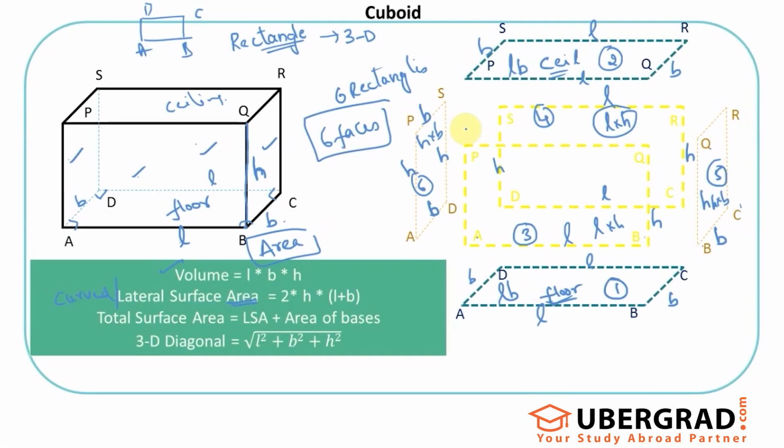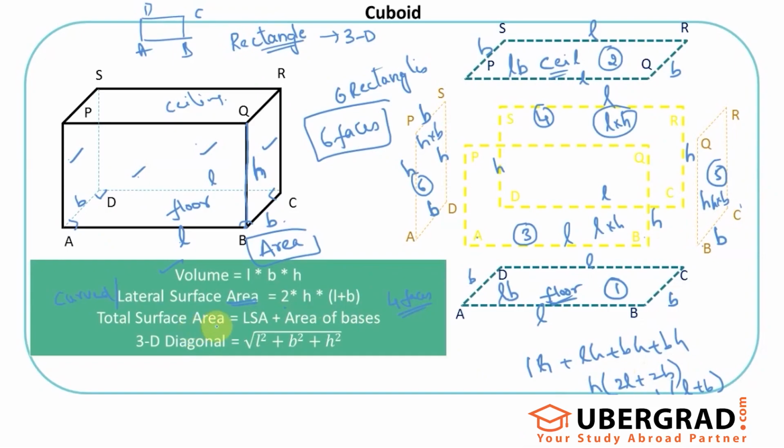The ceiling and the floor would be the 5th and 6th faces, which we are not counting in the lateral surface area, right? So we basically have to count 4 faces in the case of a cuboid, the 3rd and 4th, 5th and 6th, right? That's basically LH plus LH plus BH plus BH. So H is common. If I take it out, I'll get 2L plus 2B. If I take 2 also common, it will be 2H into (L plus B). That's basically the formula: 2 into height into (L plus B).